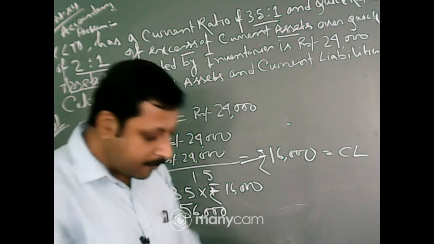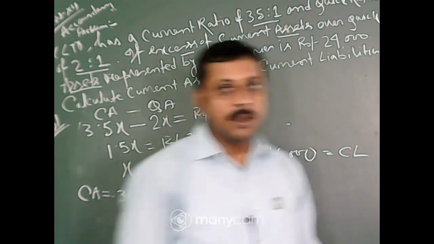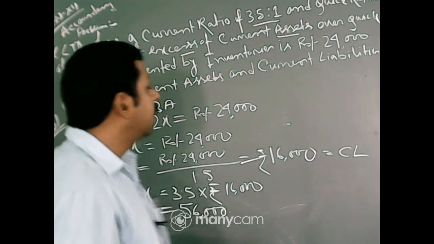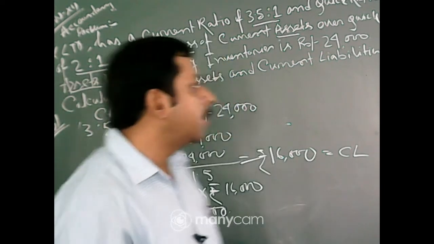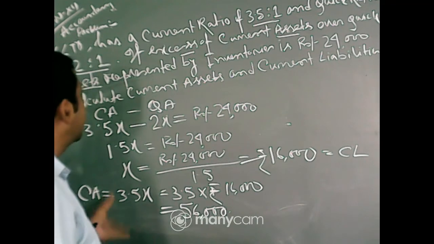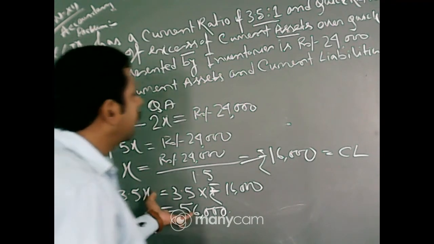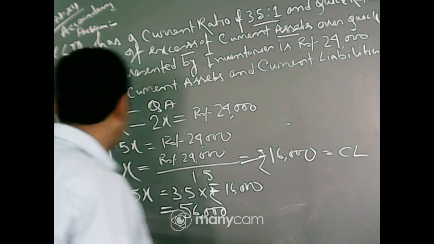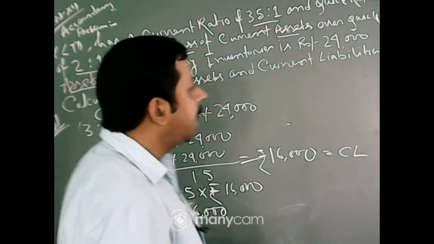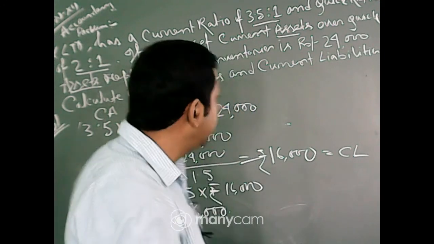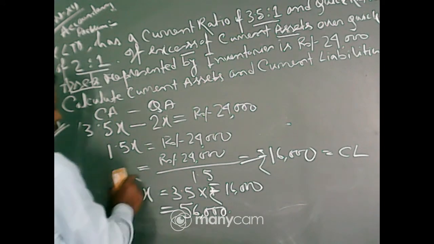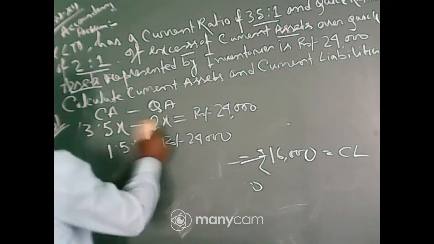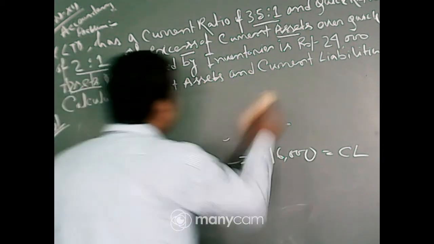But we should verify whether whatever we found is right or wrong. We can verify that, but that is not important for your examination. But here for learning purposes, you should verify whether the amounts we found as current assets and current liabilities are right or wrong. So how can we verify? We just put in the values. Now just see how we can verify.